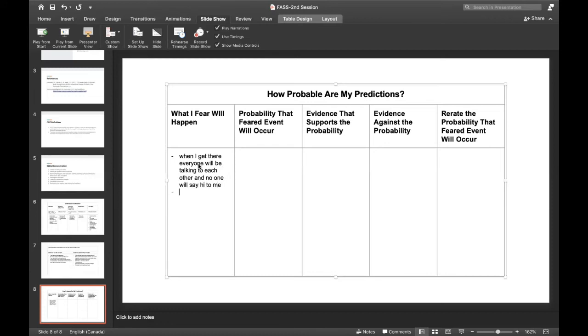Okay, is there anything else? If I approach one of the new teachers, she will turn her back on me. Anything else? I will stand there alone with no one to talk to. Okay. Any other thoughts? Yeah, I guess my final thought, if I go up to one of the other teachers, I will have nothing to say.